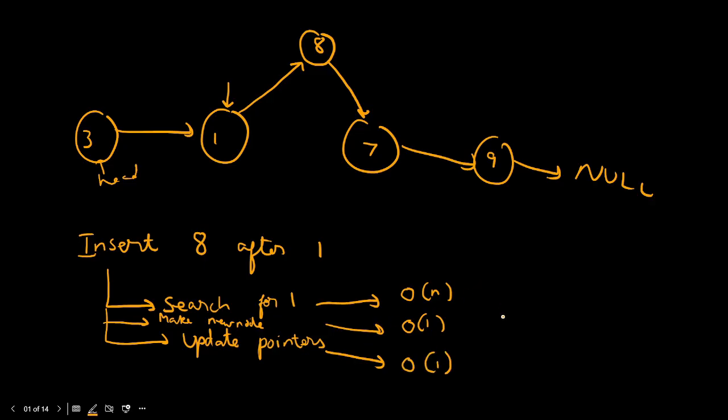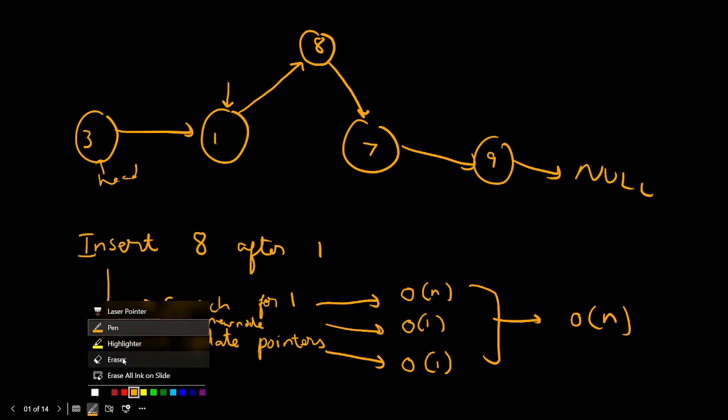So overall the time complexity which I get is O of n, which is much better than the O of n square which I had in the case of arrays. So this is one big advantage of using a linked list. Now I'm going to show you how to implement it.